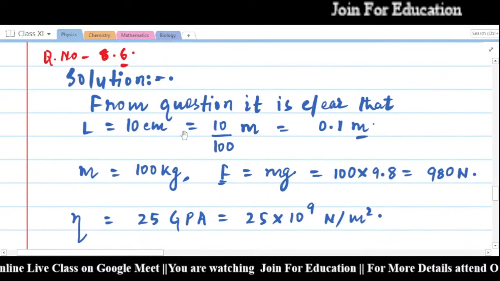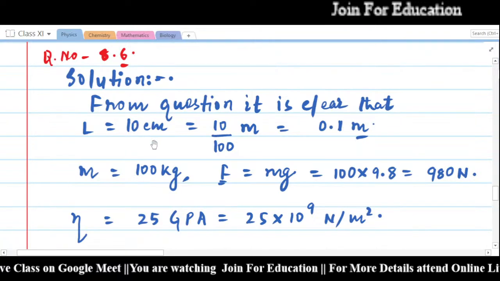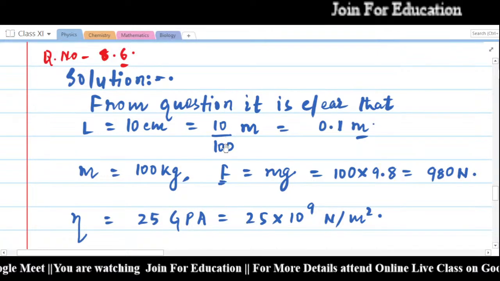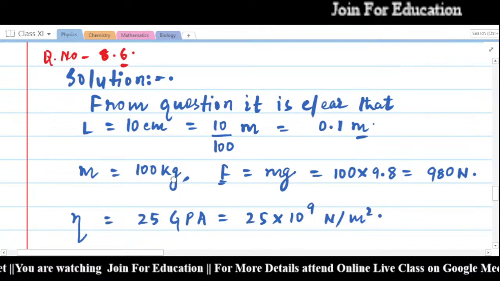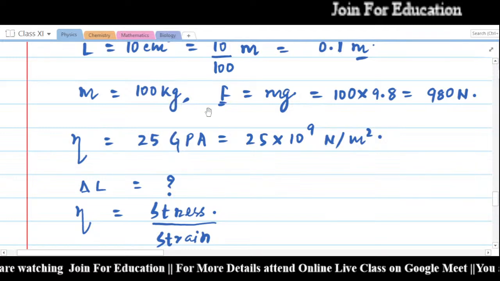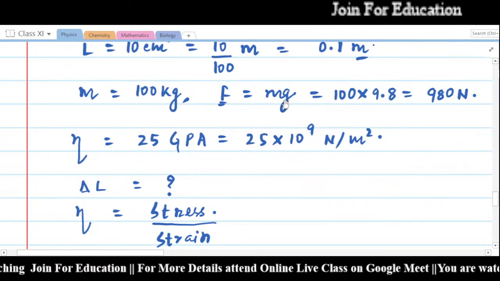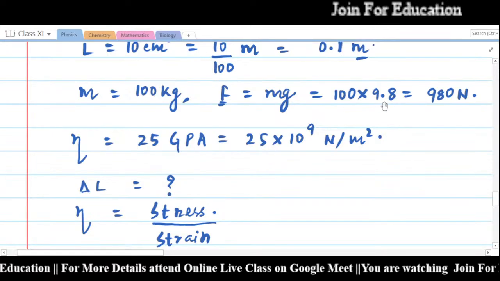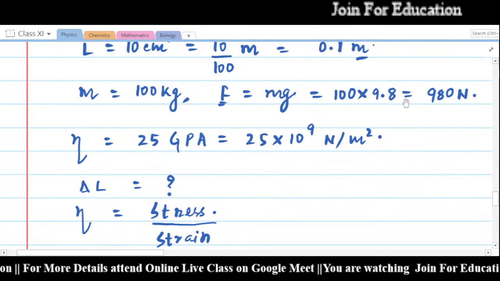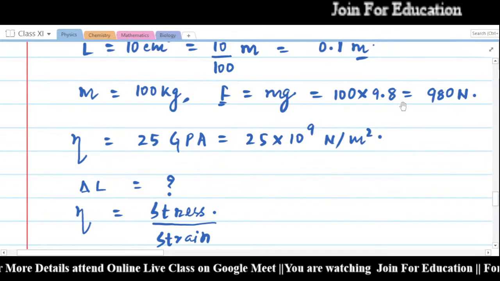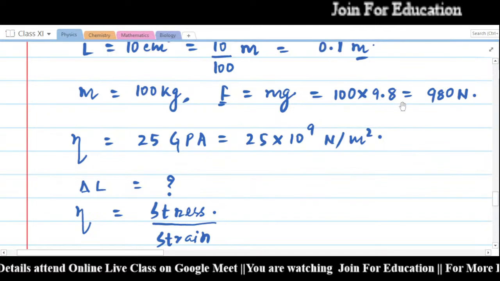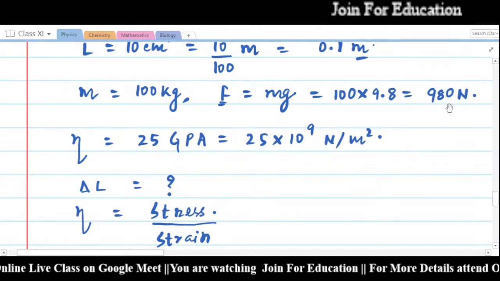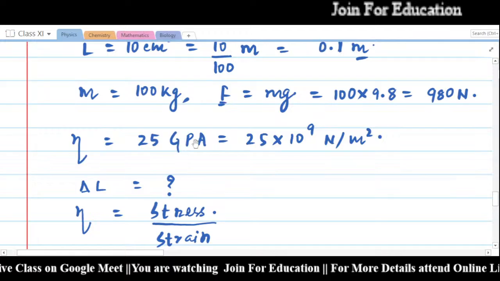From the question it is clear that L equal to 10 centimeter. So in meter this one will be 10 by 100 equal to 0.1 meter. M equal to 100 kg. So F equal to mg, and the value of g is 9.8 meter per second square. After the multiplication we get 980 Newton.